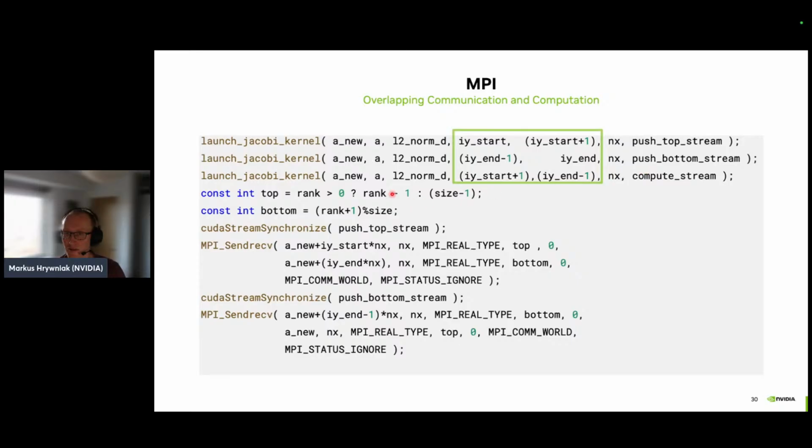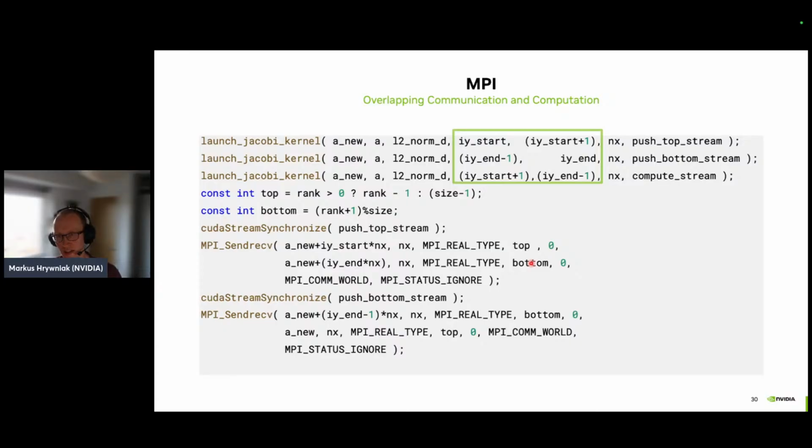That means when we need to synchronize to do our send receive, so our communication, we don't need to synchronize on the full computation. We just need to synchronize on the push top stream, and then we can send our data to our top neighbor. Conversely, we then just need to synchronize on our push bottom stream to send the data to our bottom neighbor. Meanwhile, we hope the computation is still running on the main compute stream and we can overlap this.